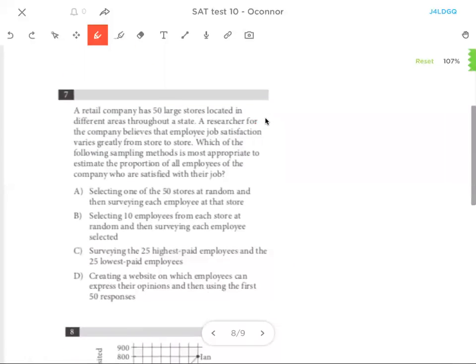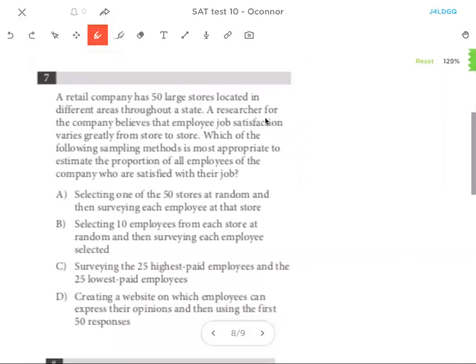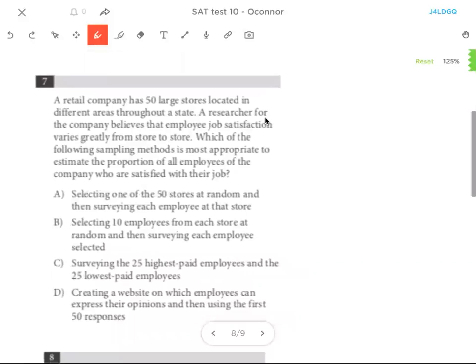For the next problem, problem number 7: a retail company has 50 large stores located in different areas. And this is a great question. We don't do much of this stuff, and so for you to be able to see some of these before you take the actual test.